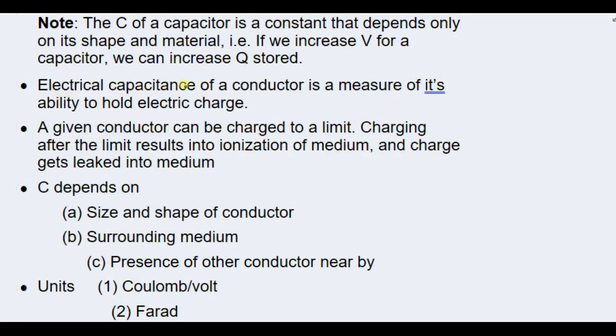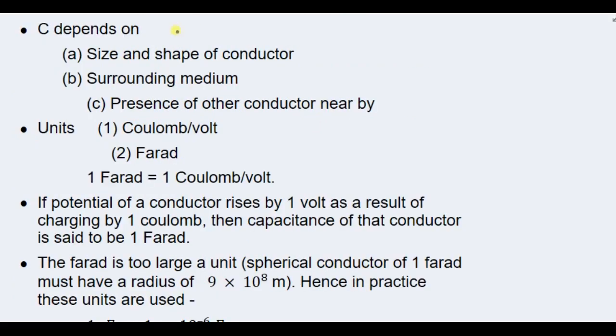Electrical capacitance of a conductor is a measure of its ability to hold electric charge. Dependence of C on various quantities is given here. It depends on size and shape of conductor, surrounding medium, presence of other conductor nearby.